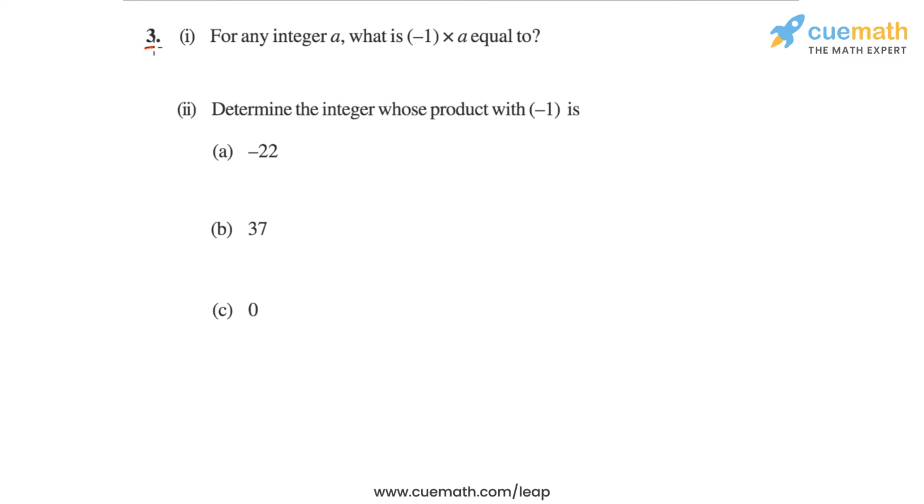In question 3 of this exercise, part 1 says, for any integer a, what is minus 1 into a equal to? This part is easy because we know that minus 1 multiplied by any integer gives us the additive inverse of that integer. So minus 1 times a will give us the additive inverse of a.